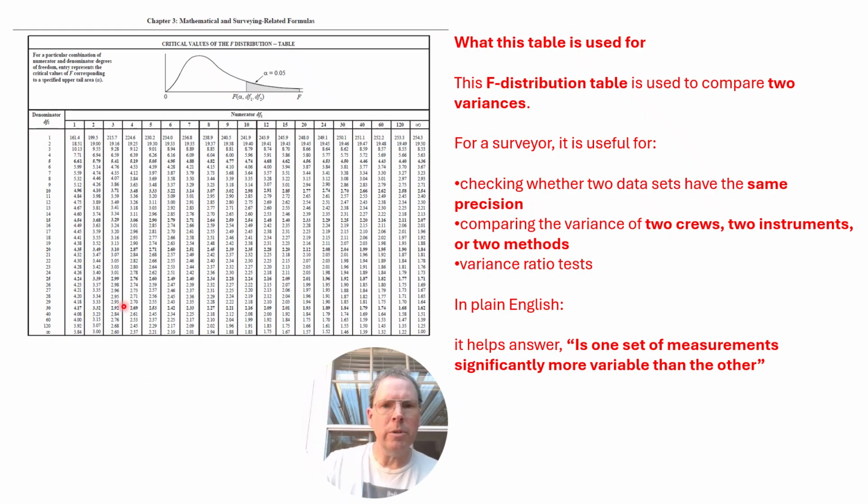Now this next one is this F distribution table. This F distribution table is used to compare two variances. For a surveyor, it's useful for checking whether two data sets have the same precision. Comparing the variance of two crews, for example, two instruments or two methods, a variance ratio test. In plain English, is one set of measurements significantly more variable than the other, okay?